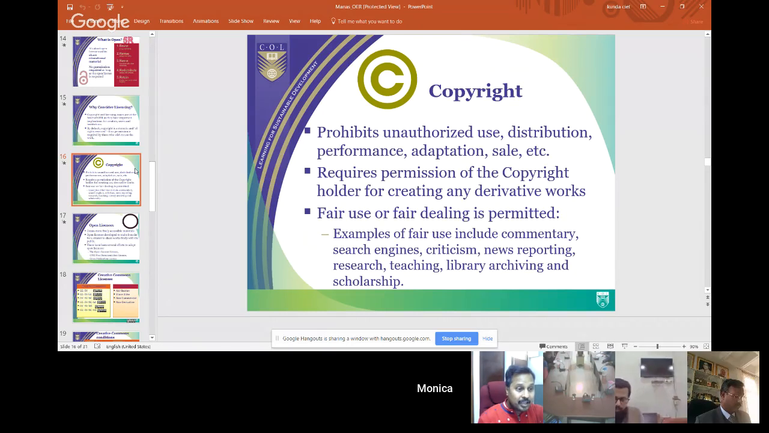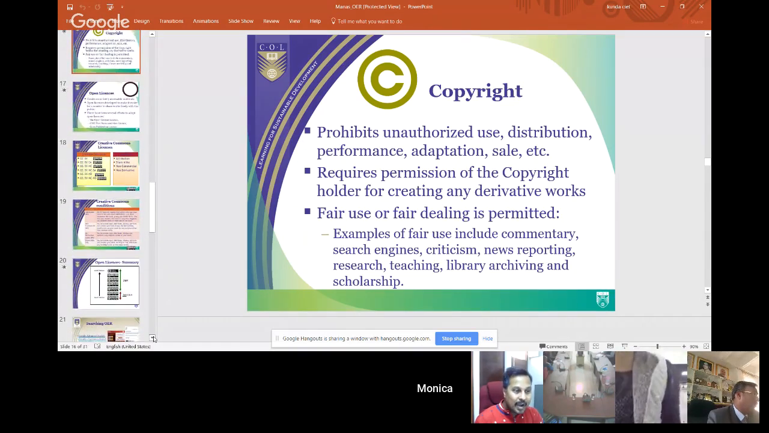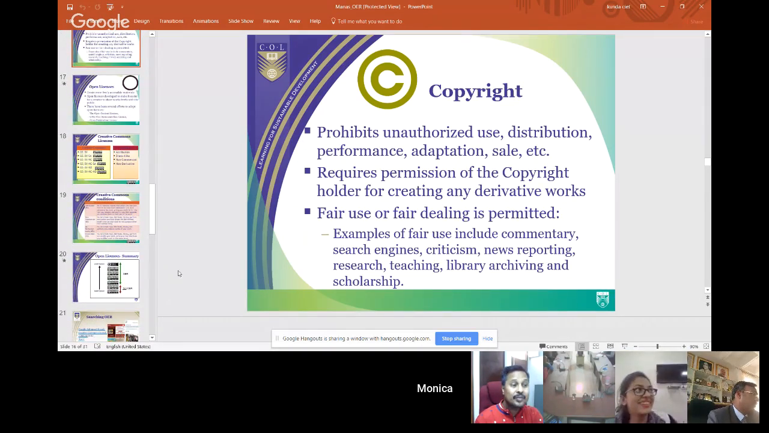See, here we are talking about copyright. Copyright prohibits unauthorized use. It's not telling us not to use, right? It prohibits unauthorized use, unauthorized distribution, and misuse of these materials. And it requires permission of the copyright holder for creating any derivative works. Use under fair dealing is permitted.